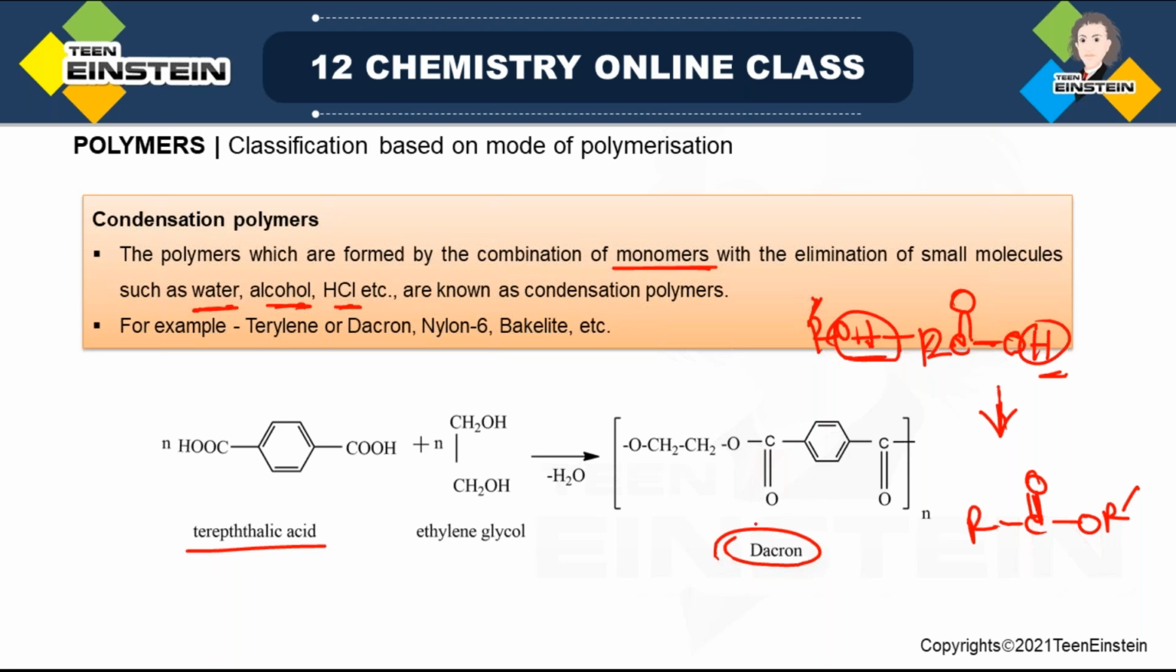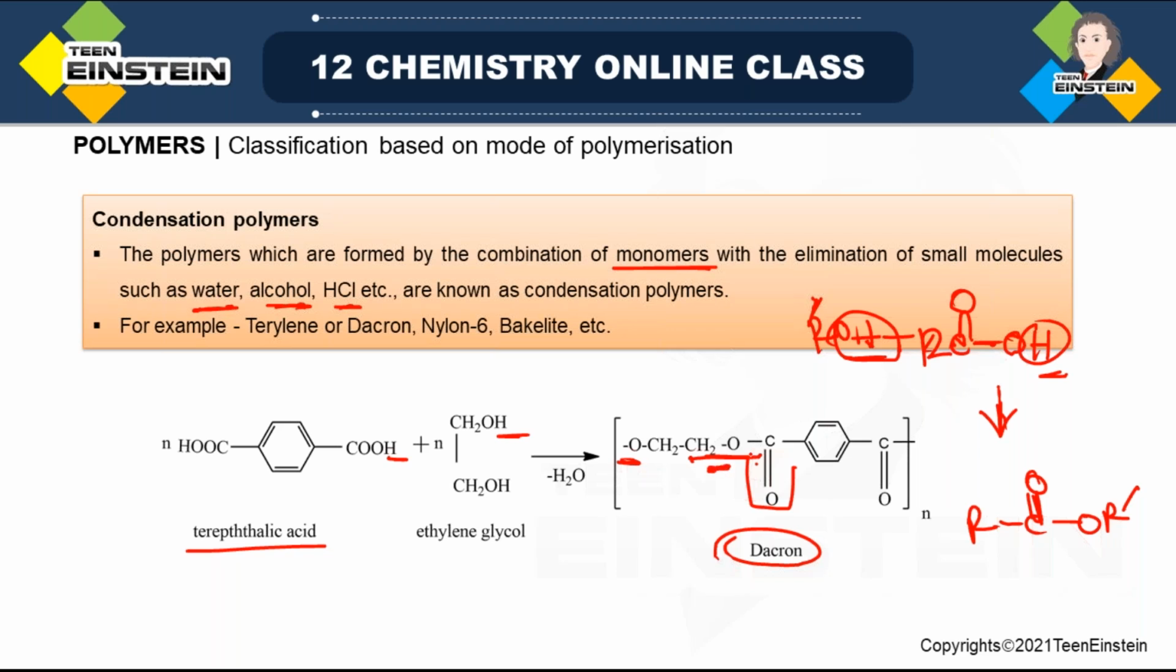Here also the same thing. What will happen? This OH and H will be removed. As a result, you are getting this type of ester linkage. And this will happen on both sides of terephthalic acid. And if you consider from the point of view of ethylene glycol, then also on both sides there will be loss of water.